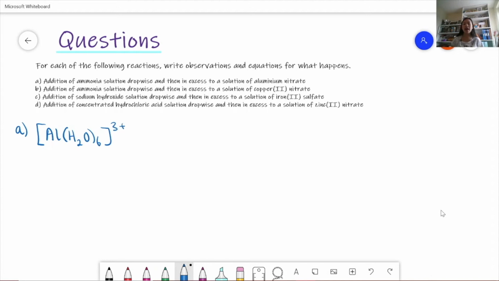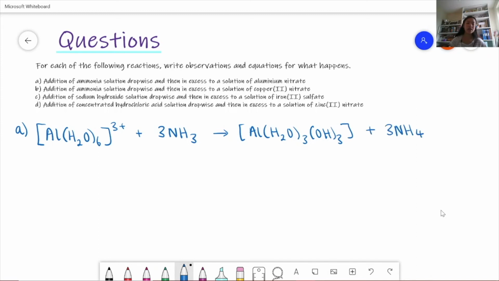And then we're adding some ammonia to it. And remember that ammonia acts as a base, and so hydrolysis occurs. It takes away the H pluses. So that means we need 3 ammonias, and this will form Al(H2O)3(OH)3, and this is a precipitate, and then we have the 3 NH4 pluses which are formed.